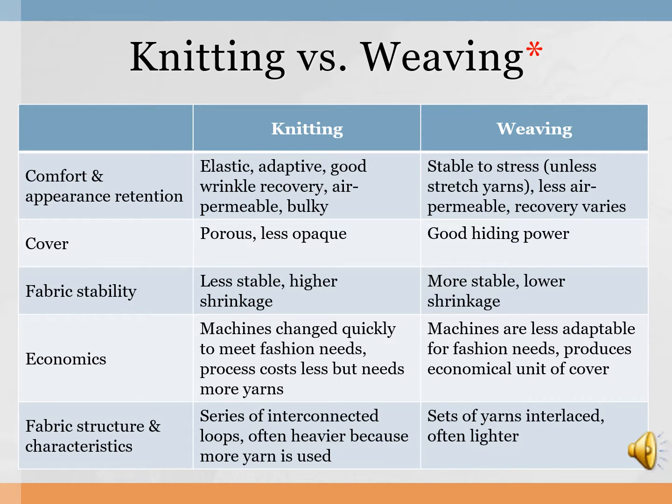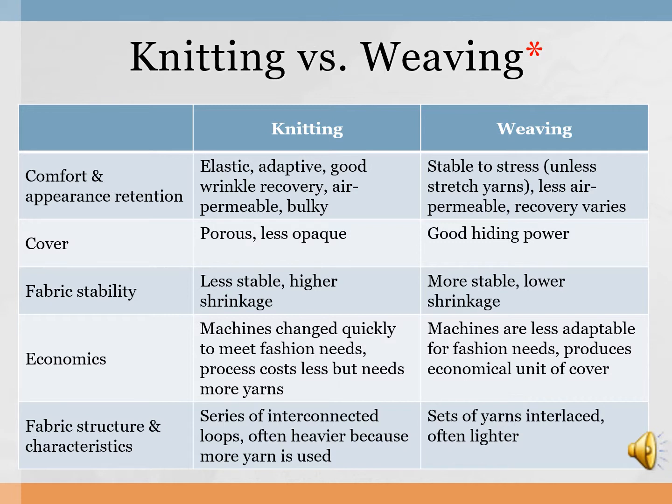In terms of cover, it's going to vary within knits as far as how much space is in between the loops that are created there. Sometimes some of them can even be almost see-through depending on how big that space is. But generally speaking, they are less opaque because of the porous nature of knits. Weaves tend to have a bit more hiding power.